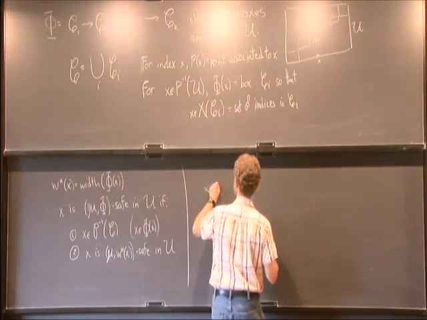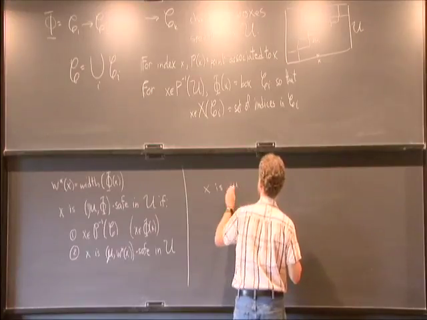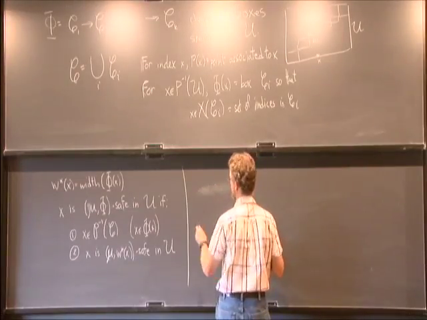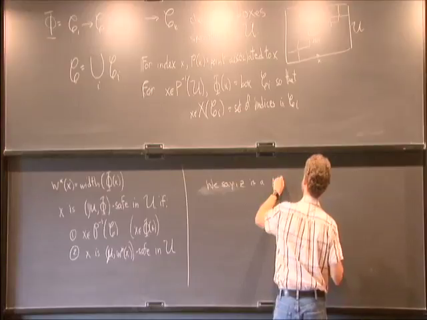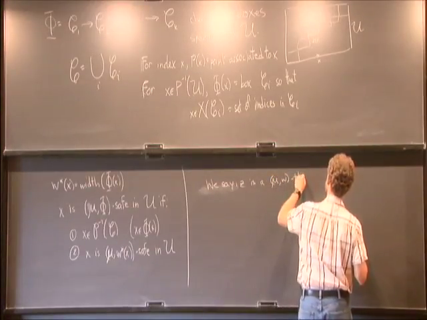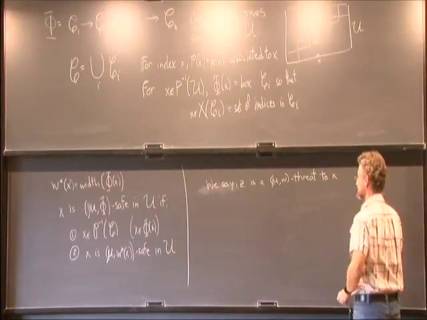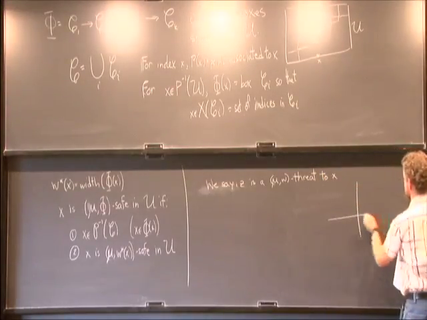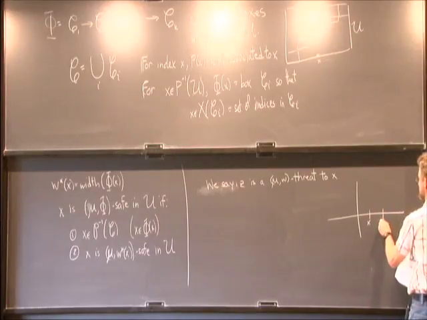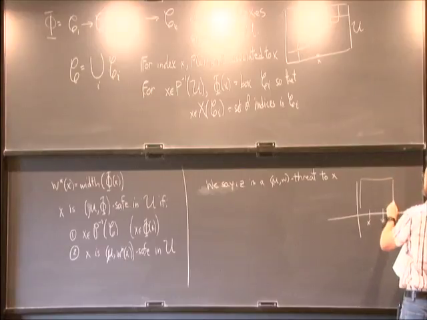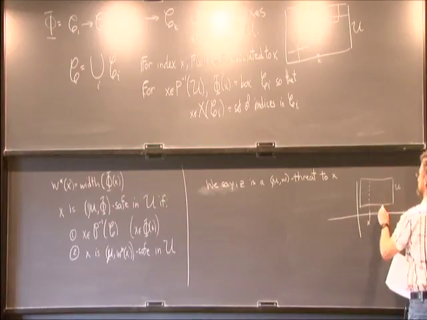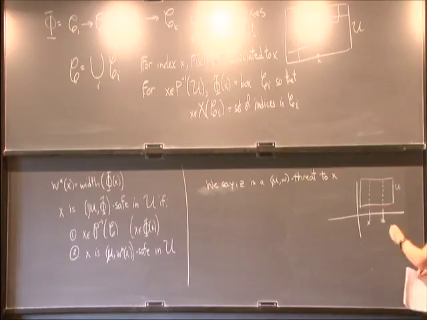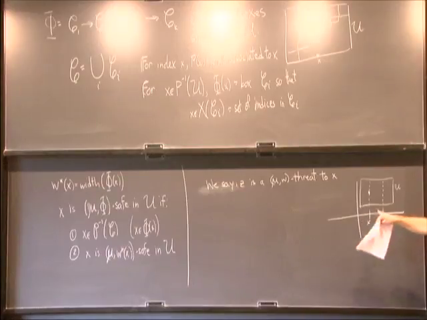Let me first define that we say Z is a mu W threat to X. So you have an index X, and you have another index Z. We're always living in this box U. We look at the interval between X and Z. Now here's P of X. The point P of X is here. I don't care about the point P of Z, but I care about this whole interval.